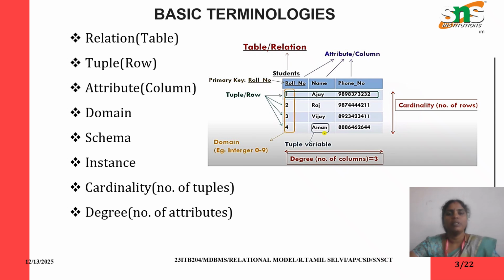Before going deeper, we must understand some basic terms used in the relational model, like relation, tuple, attribute, schema, and instance. Consider this figure. In this figure, we have a table named student. The student is called a table or relation. And in the table, we have a number of rows and columns. Each row we call a tuple and each column we consider an attribute. In other words, the number of columns is called the degree and the number of rows we call cardinality.